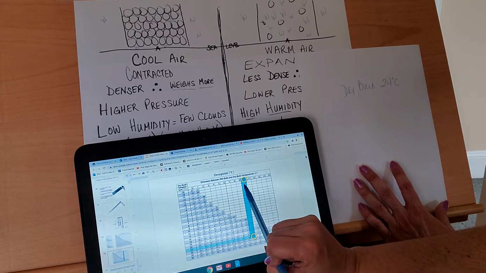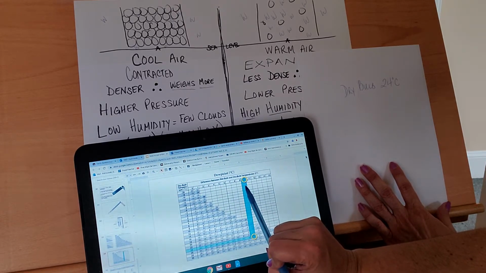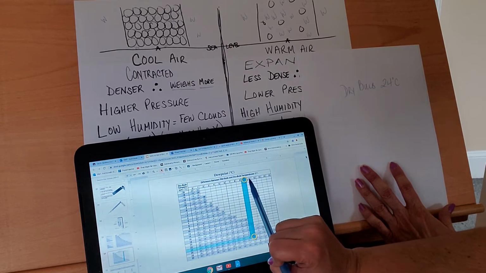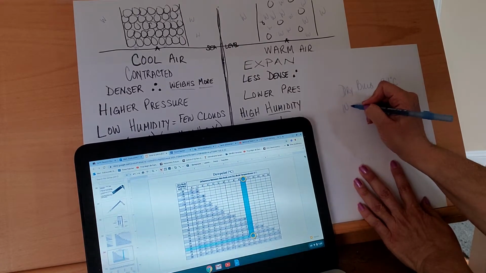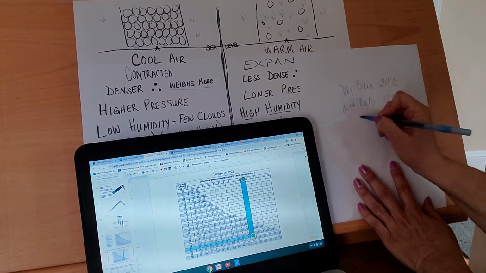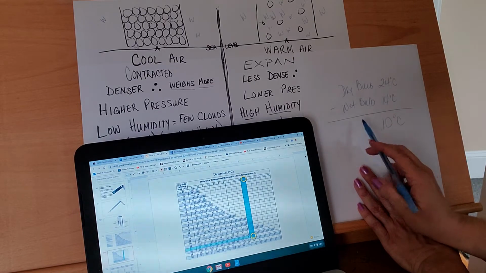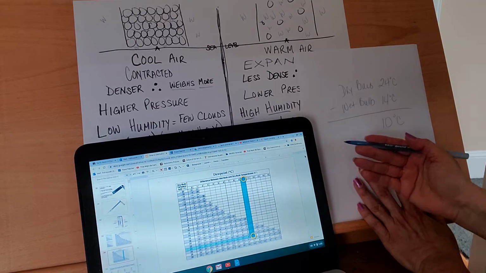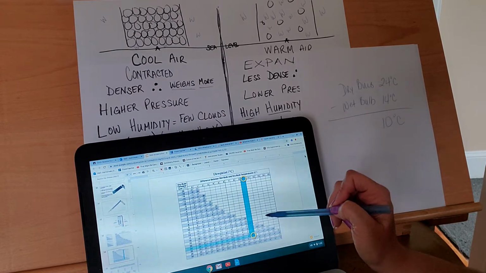Well, will the wet bulb always be warmer or cooler than the dry? The wet bulb will always be cooler because it's wet. It's evaporating, and evaporation is a cooling process. Therefore, the wet bulb must have been 14 degrees Celsius. Let's find the difference. That was a difference of 10 degrees Celsius. This is the wet bulb depression, or the difference between the wet and the dry bulb. According to this chart, this one's already done for you.